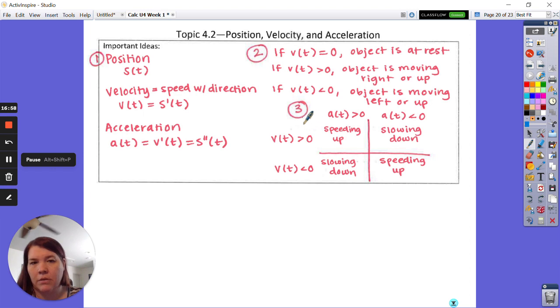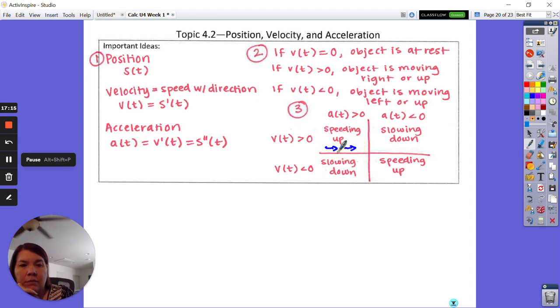And here's the hard part. If acceleration is positive and velocity is positive, the particle is going faster because they're pushing together. Those two forces are together, and therefore they're speeding up because both forces are pushing the same direction. If the velocity is positive and the acceleration is negative, then the two forces are pushing against each other, so it's slowing down. If the acceleration is positive and the velocity is negative, those forces are pushing against each other and it's slowing down. So it's hard to see it there, but that's the idea.